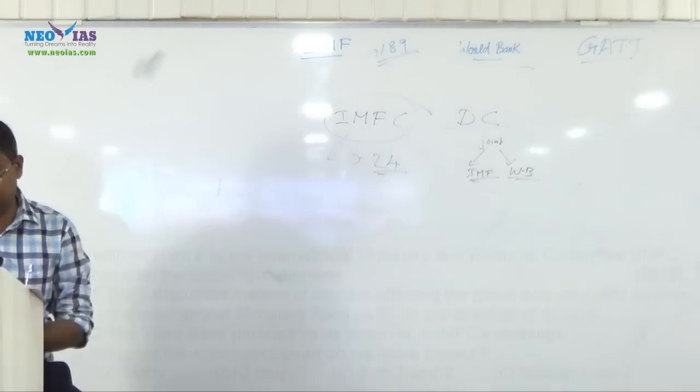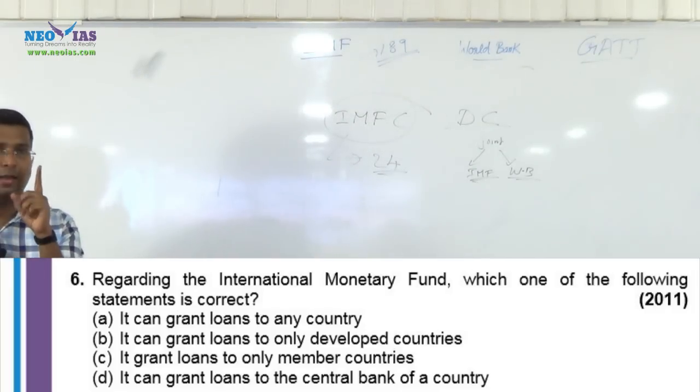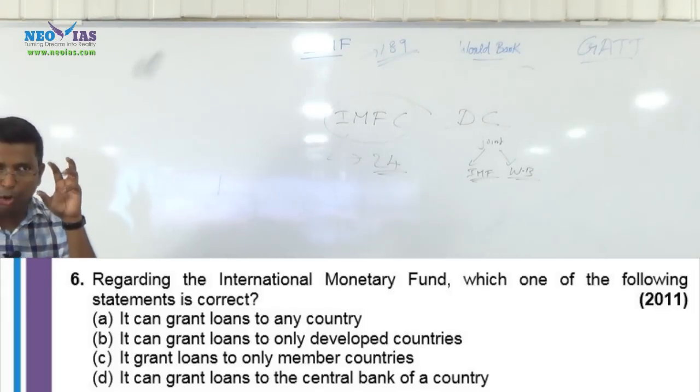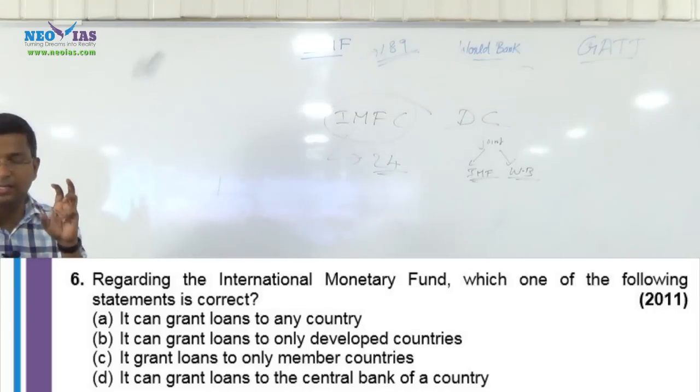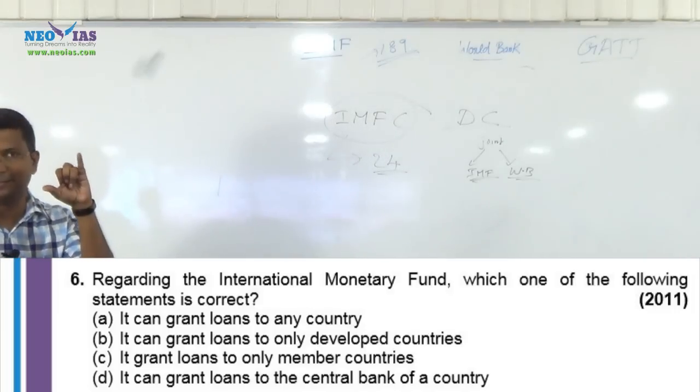Now, question number 6, the 2011 question, regarding the IMF. Which one of the following statements is correct? So be very careful. It grants loans to only... see, here 'only' is correct. If you see, again it's a very vital piece of information, a very core point of IMF. So don't always go by the trick. Now if you see the first statement, it can grant loans to any country. 'Any' is also a keyword, any country.